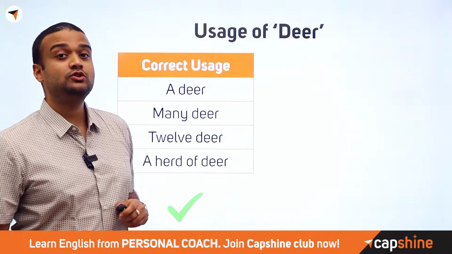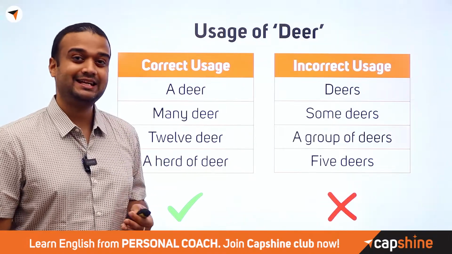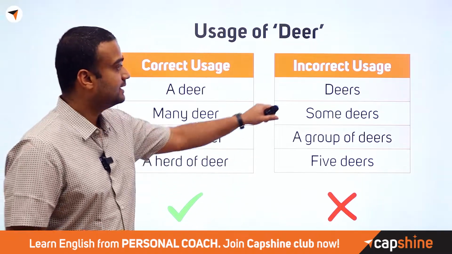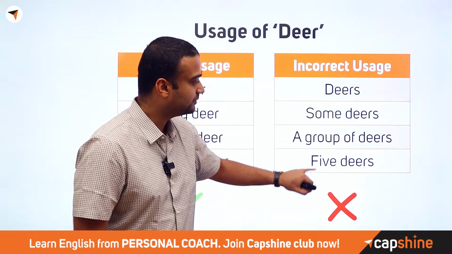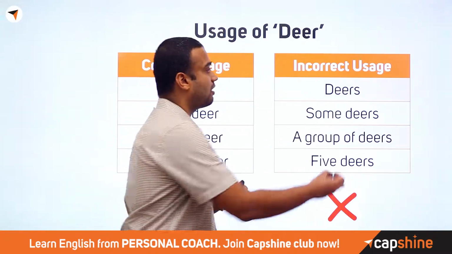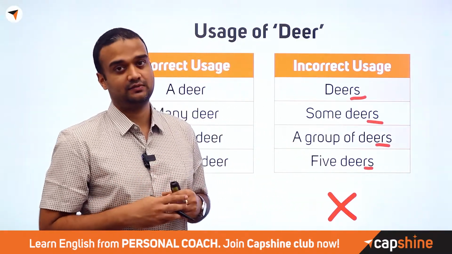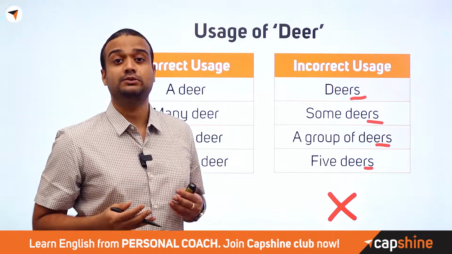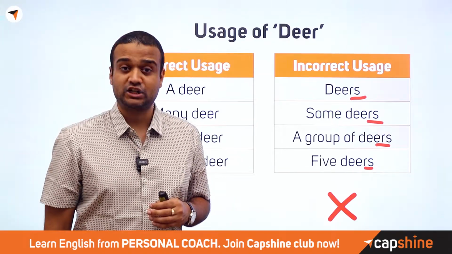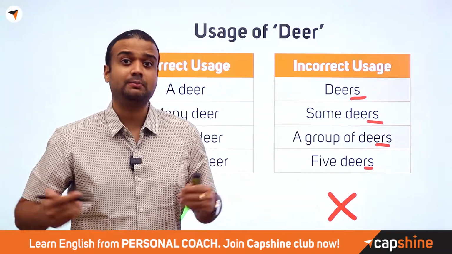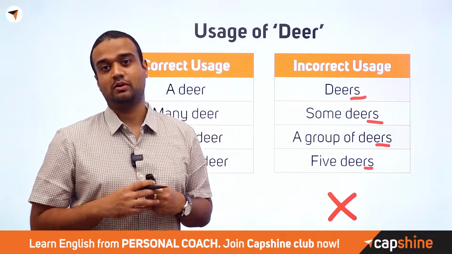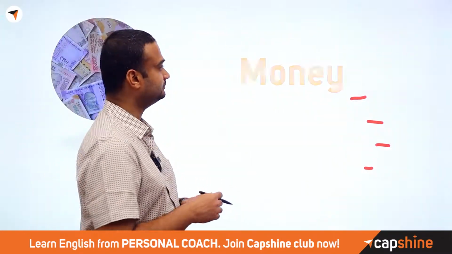So therefore, what mistakes do people usually make? They pluralize deer and make it deers. Deers, some deers, a group of deers, and 5 deers are all wrong because you cannot pluralize with an S for deer. Deer by itself is plural. This is similar to the word fish. Fish, when you talk about a bunch of fish, it's also fish, no fishes.